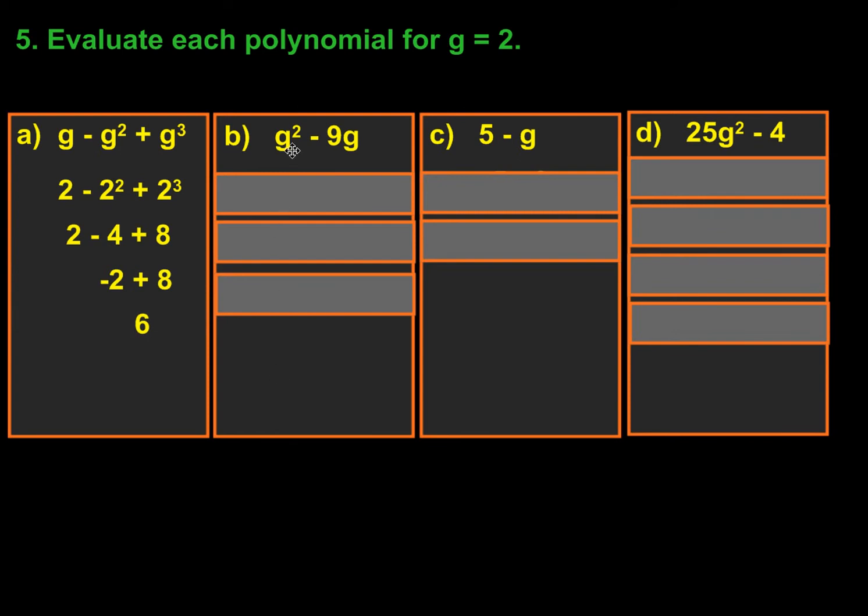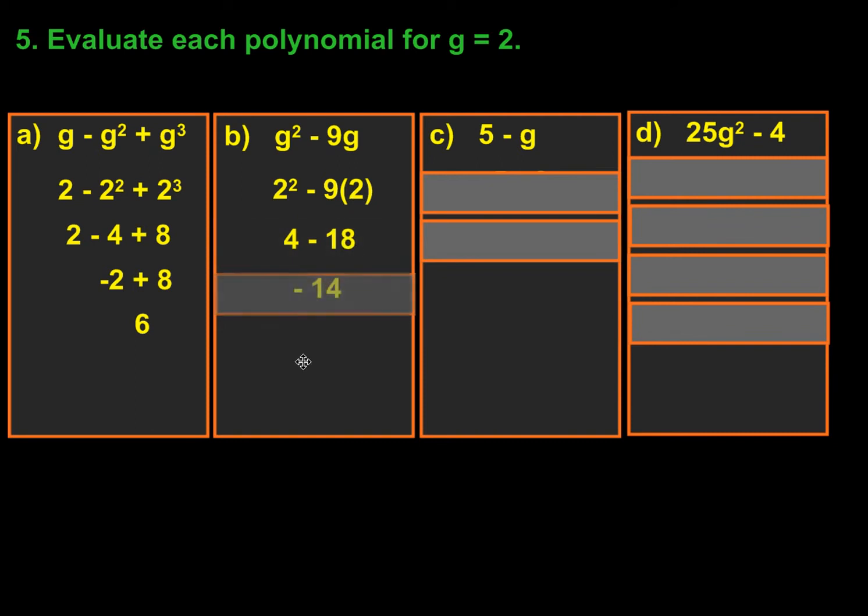For b, we have g to the second power minus 9g. We're going to plug 2's in for the g's, so we have 2 to the second power minus 9 times 2. Now, order of operations applies on a term-by-term basis, and these two terms are separated by the negative sign, so we can go ahead and solve out both of these at the same time. So we can do 2 to the second power, which is going to give us 4, and 9 times 2, which is going to give us 18. And if we subtract that, we get negative 14.